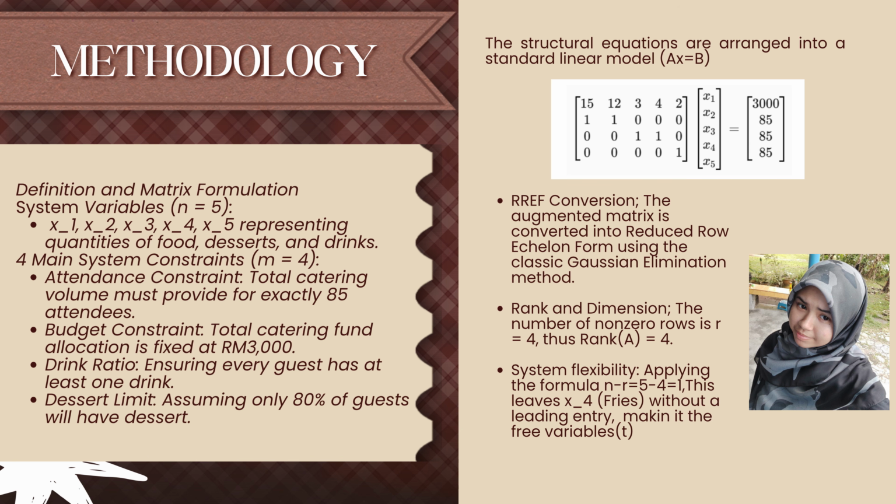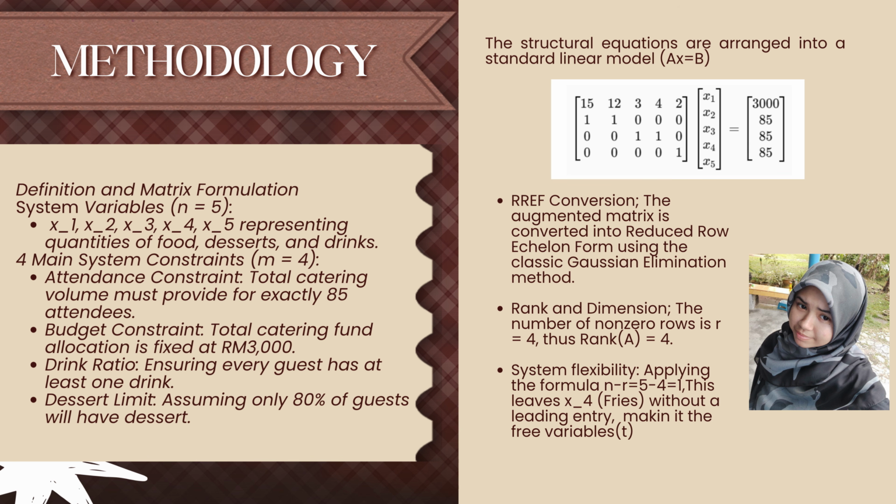To find a solution, we arrange this structured equation into a standard linear model, Ax equals b. As you can see in the matrix formulation on the right, the coefficients represent the cost and quantity requirement for each item. We applied Gaussian elimination to convert this into reduced row echelon form, RREF. By analyzing the matrix, we found that the number of non-zero rows is 4, meaning the rank of matrix A is 4. Since we have 5 variables but only a rank of 4, the formula n minus r, 5 minus 4, gives us 1 degree of freedom.